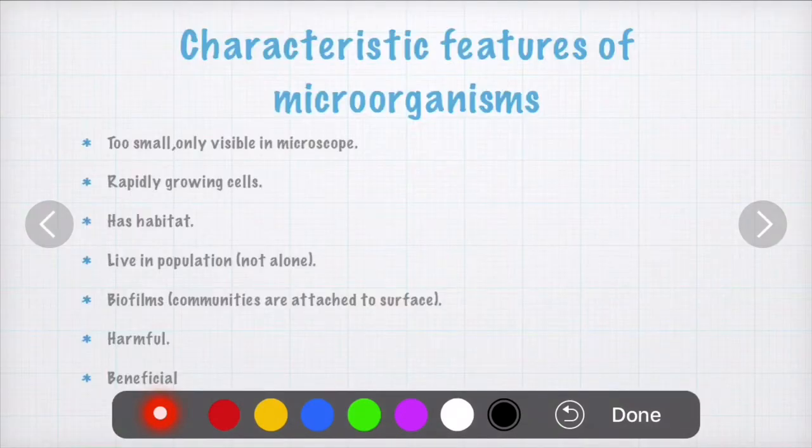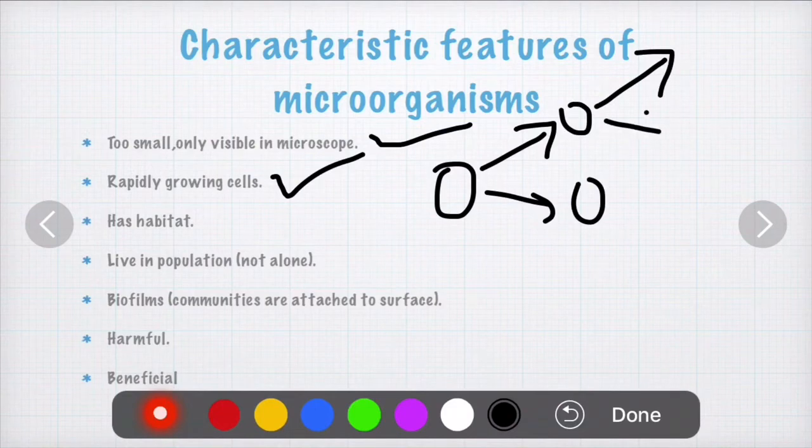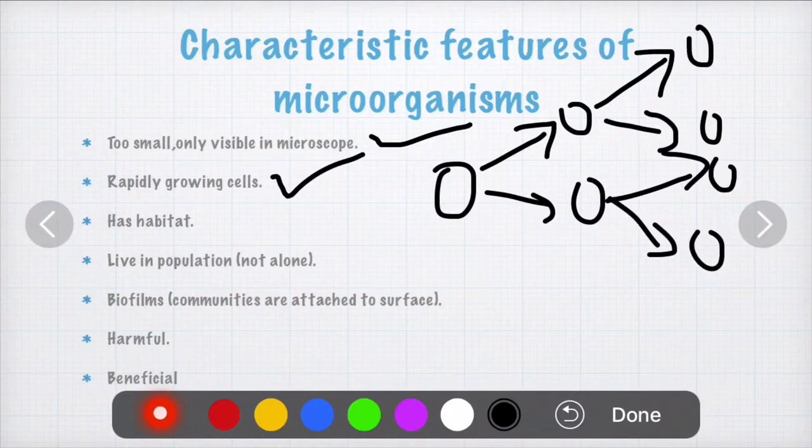Next we will see the characteristic features of microorganisms. We all know that microorganisms are small in size, so they are only visible with the help of a microscope. They have very rapidly growing cells. For example, this is one cell which rapidly divides into two cells. Further it divides into another two cells. So there is rapid cell division in microbes.